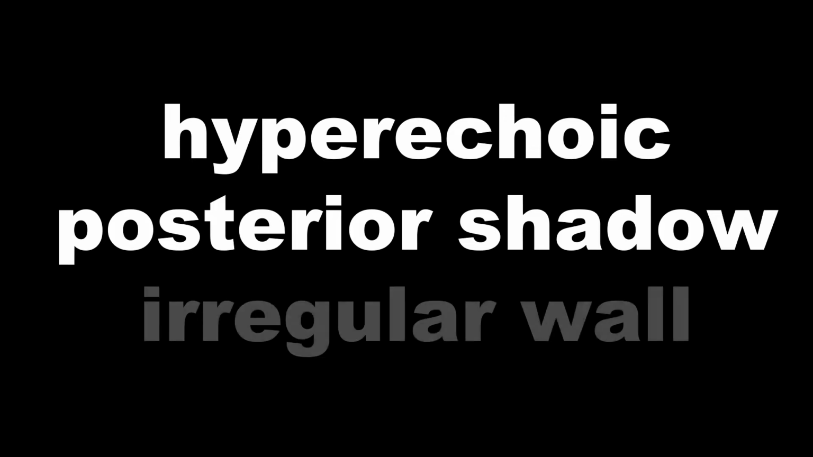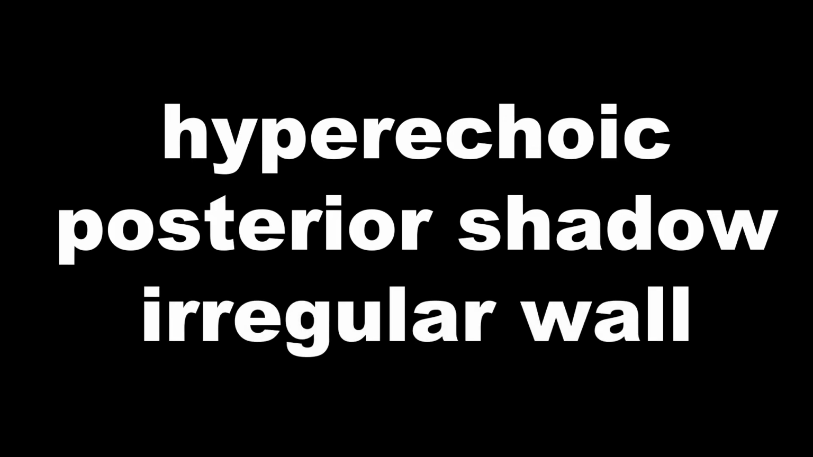So gallstones themselves typically show up as these bright white or hyperechoic foci. They also will often cast a posterior shadow, but it's important to know that sometimes very small stones, less than 3 millimeters, may not actually cast a shadow. And then last is to pay attention to the walls of the gallbladder. The gallbladder lumen itself should appear nice and smooth all the way around. If there are stones present, that wall will appear irregular.